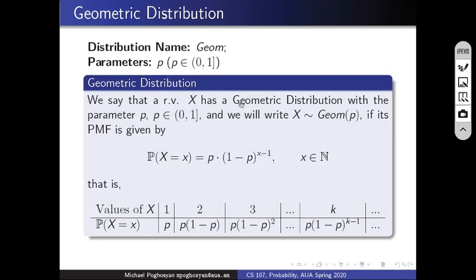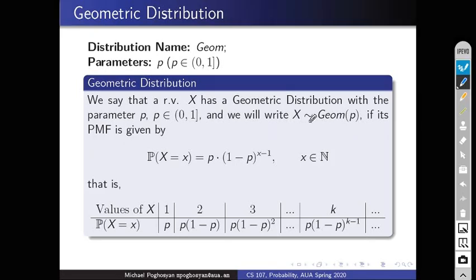And we will say that X has a geometric distribution with that parameter P, or probability P, and we will write like this. So this means that we are reading this: X is a geometric random variable with probability P, or X is distributed as geom P, if its PMF is given by this formula. The probability that X is taking the value x, a natural number, is P times 1 minus P to the x minus 1. I will explain this soon.